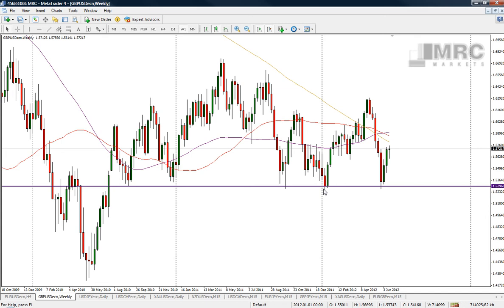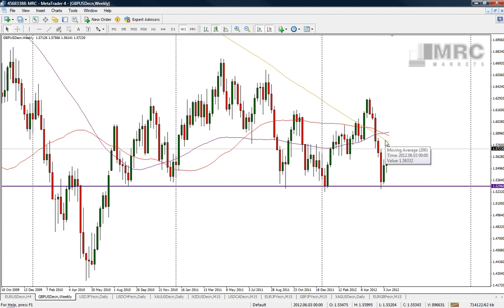All you have to do is look to your left here and see how many bounces we've had off this level, 1.5296, we can call it 1.53. Three or four key bounces off that level, and you see the last couple of weeks' candles have been very bullish indeed, bouncing off of that trend line. So in terms of the weekly, it looks like it still wants to bounce up and keep on going to the upside.